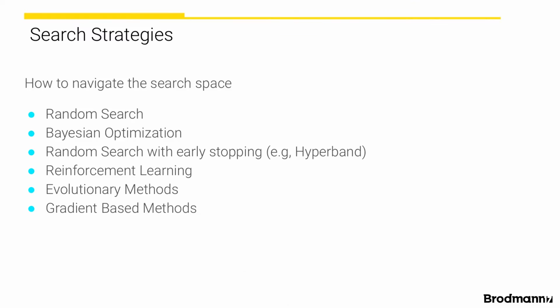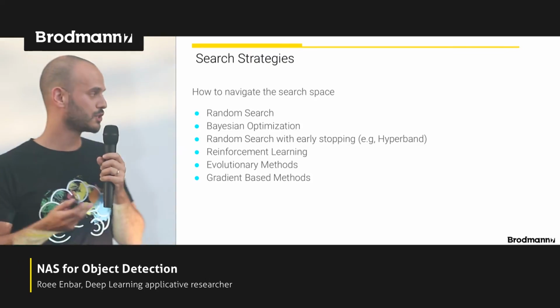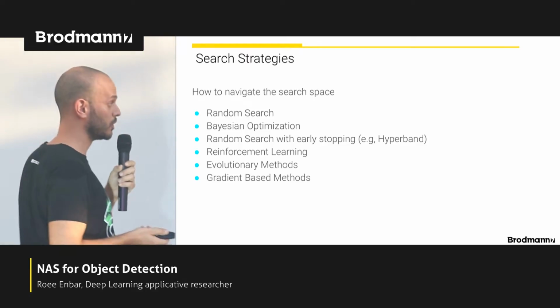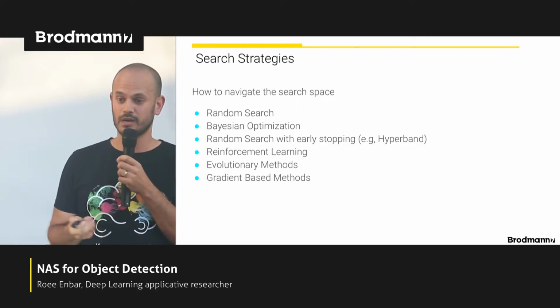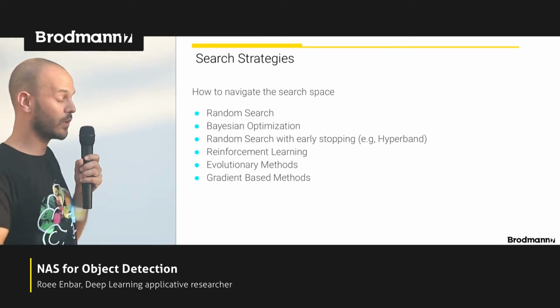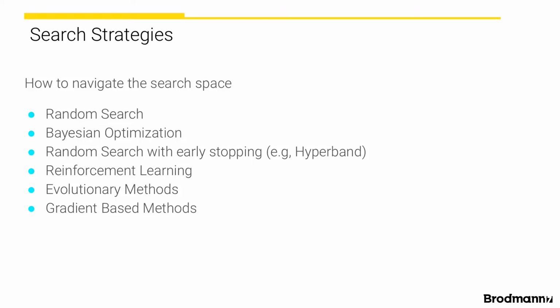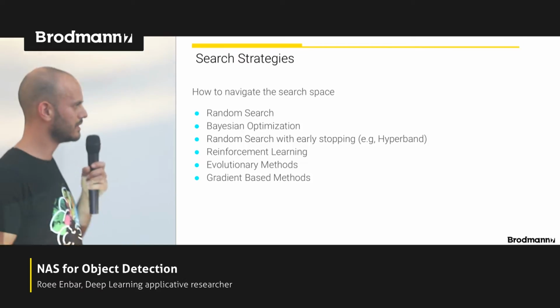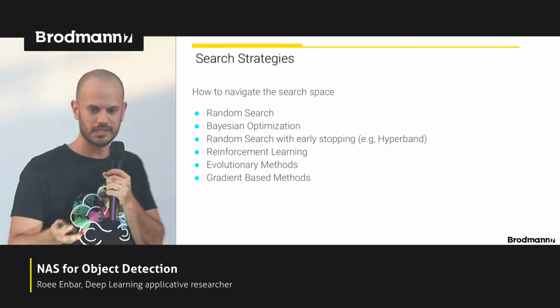So after I define a search space, and I'm going to talk about a few examples later, I need to define a strategy. How do I navigate this space? This space might be huge, right? Might be on the order of 10 to the 20 or 30 models. I can't possibly go through all of them, train them from scratch, and evaluate and choose the best one. So I need a strategy. A few popular strategies, or maybe almost all popular strategies, are listed here.